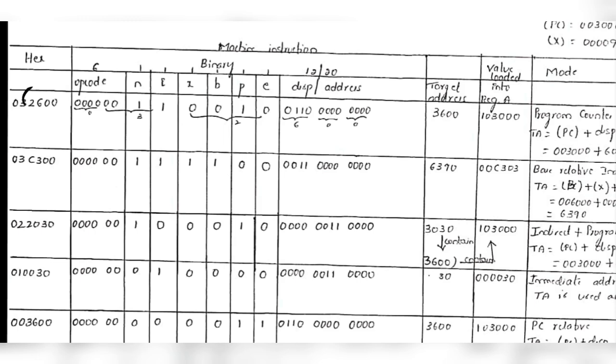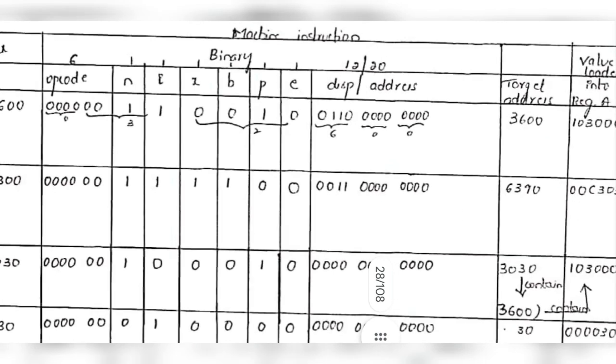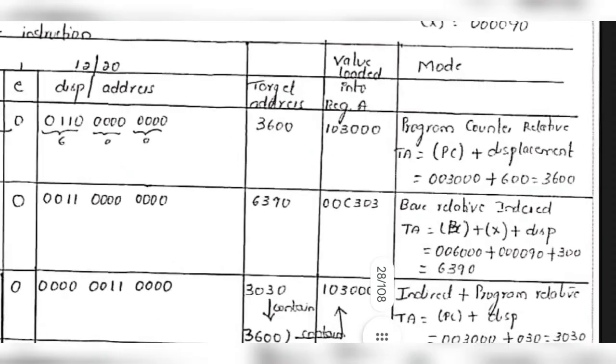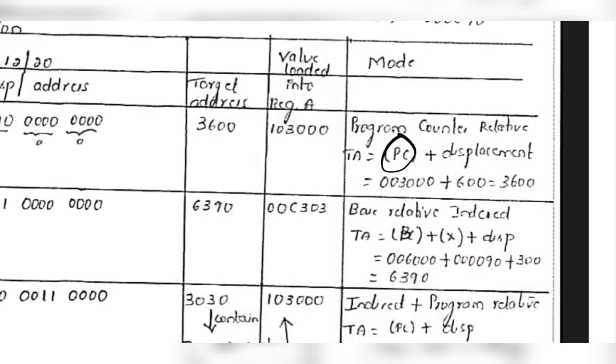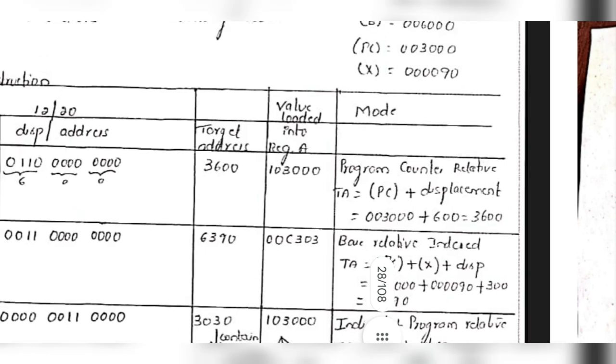If they give it to you like this, you have to write these in the following order: the first 6 bits here, then the next 6 bits here, then 12 bits here. Observing this carefully, n is 1 here, i is 1. This is simple addressing, because n and i both are 1, but p is also 1, so it is PC relative. So what will be the target address? In PC relative, the target address will be equal to PC plus displacement. What is stored in PC is given here. In PC 3000 is stored, displacement value is 600. So 3000 plus 600 is 3600. That is the target address.